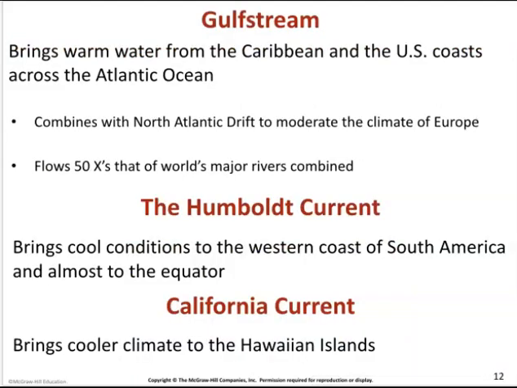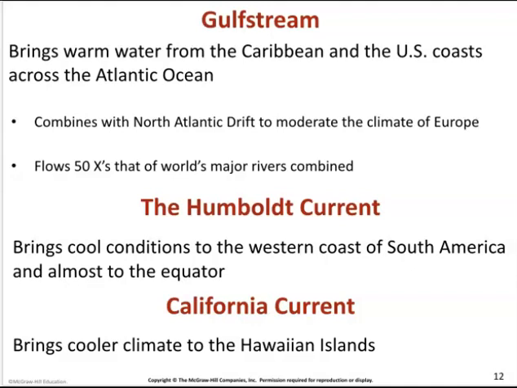So when we look at the Gulf Stream, right, this is going to bring tons of warm water in from the Caribbean and the U.S. coast, and it brings it out to the Atlantic Ocean. So it combines with the North Atlantic drift, and it makes a really moderate climate in Europe. The flow of the Gulf Stream is 50 times more powerful than that of all the rivers in the world combined.